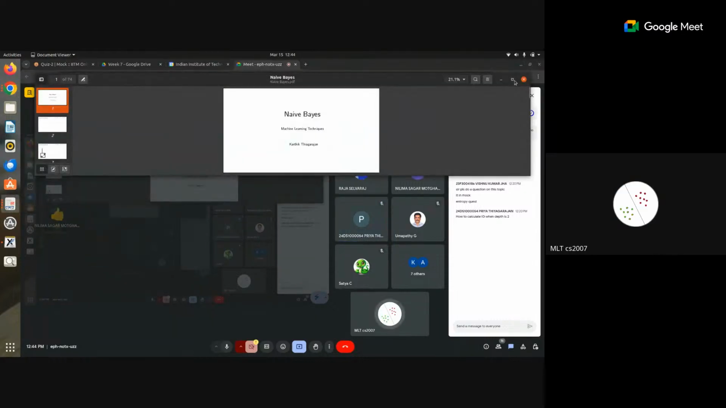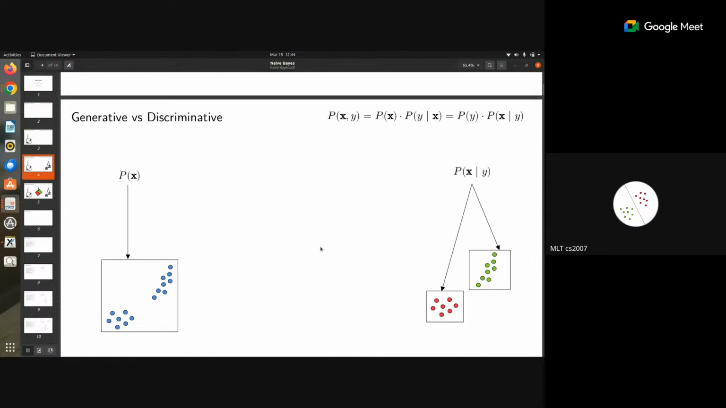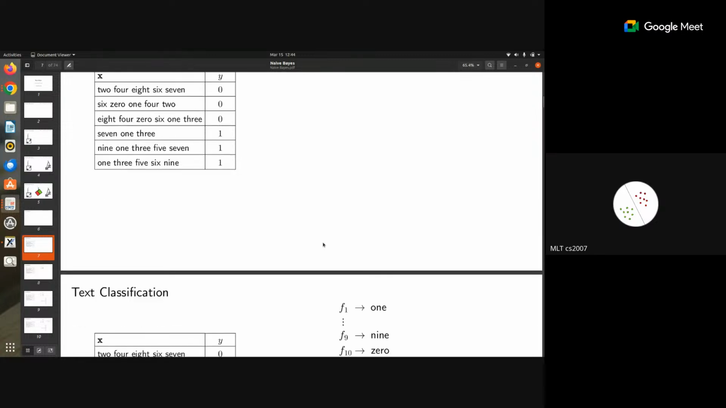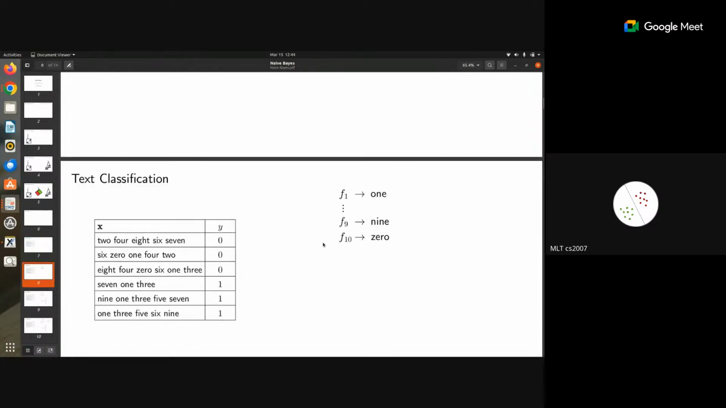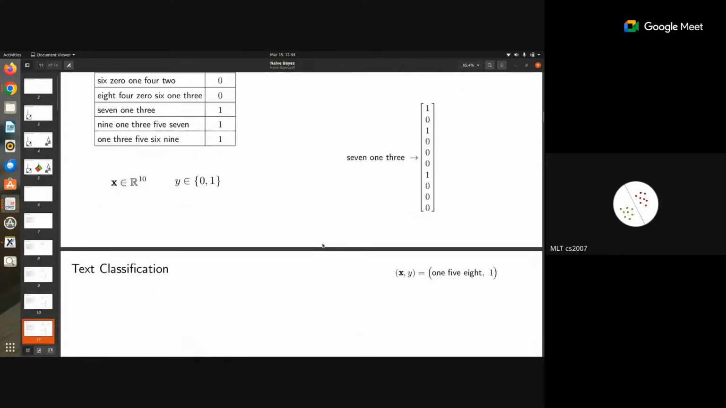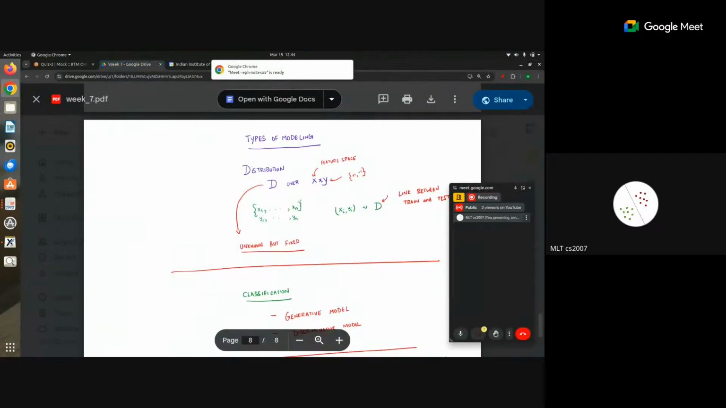Okay, so shall we go to the naive Bayes? I'll just skip some parts here. If you need it, I'll share these slides also with you. Before diving into this part, maybe I'll just go through the lecture slides.